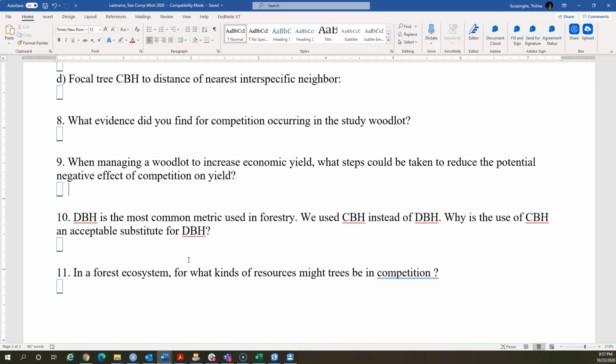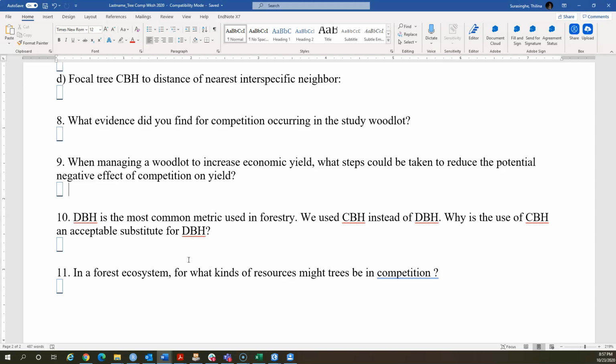Okay. And question number 10, DBH, diameter at breast height. DBH, diameter at breast height, is the most common metric used in forestry. We use circumference at breast height instead of diameter at breast height. So why is the use of circumference at breast height an acceptable substitute for diameter at breast height?